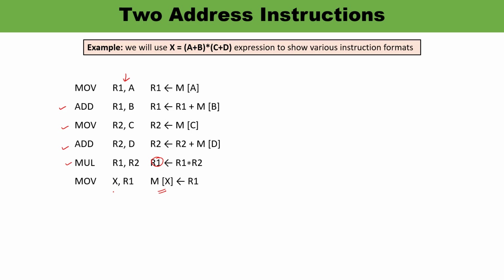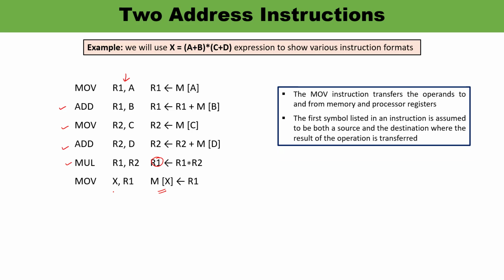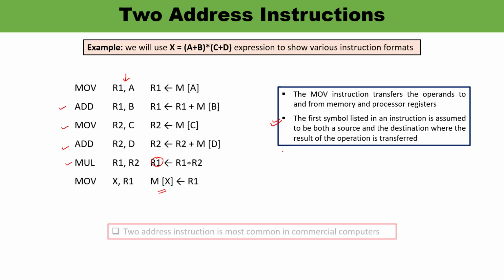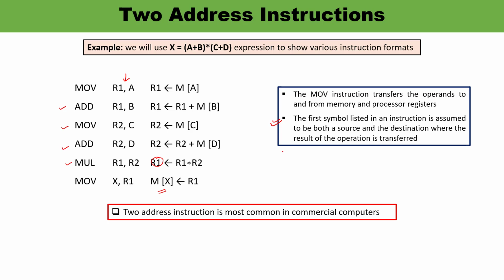So the move instruction moves or transfers the operand to and from memory and the processor register, right? And the first symbol listed in the instruction is assumed to be both a source and destination, wherever the result of the operation is being transferred. And as I've told you, it is the most commonly used in commercial computers.